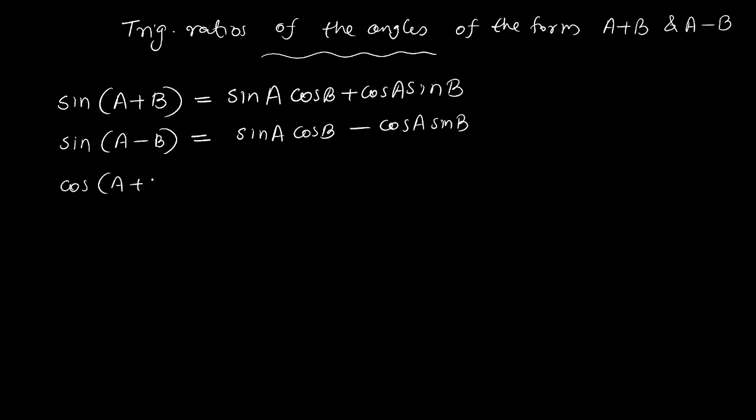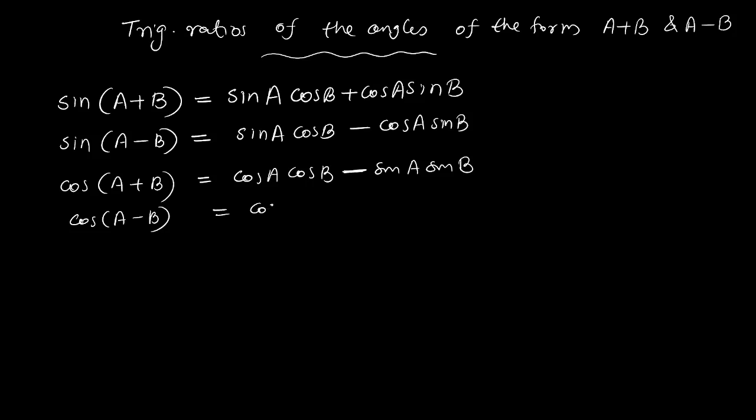Cos of A plus B. There are 6 formulas. Today we will learn 6 formulas, and I will discuss all the problems related to them. Cos A plus B will be cos A cos B minus sin A sin B. Minus, remember, the right side is minus. Then cos A minus B is cos A cos B plus sin A sin B.